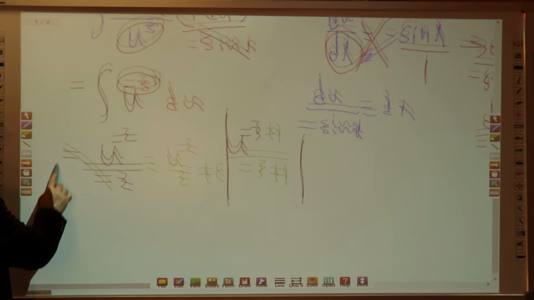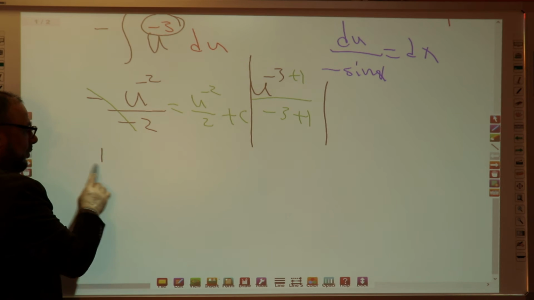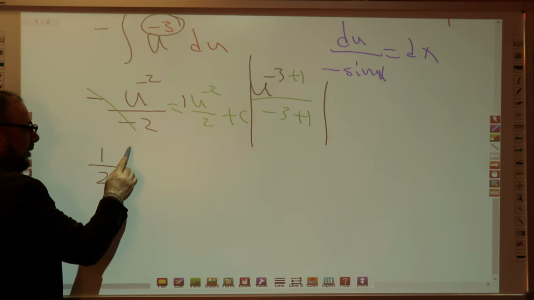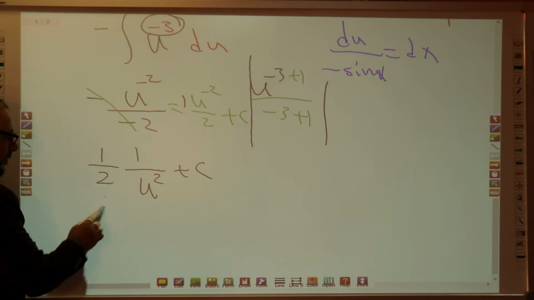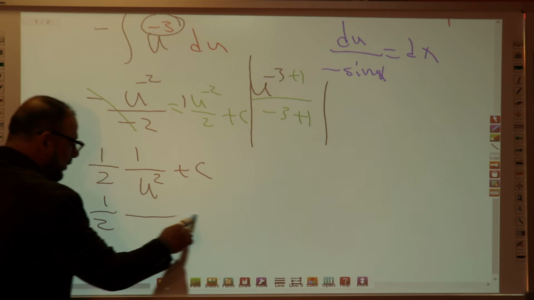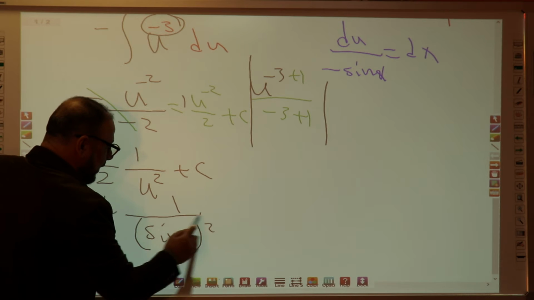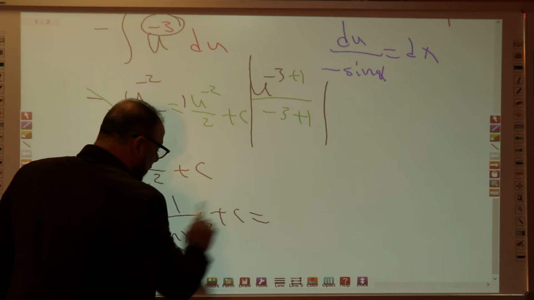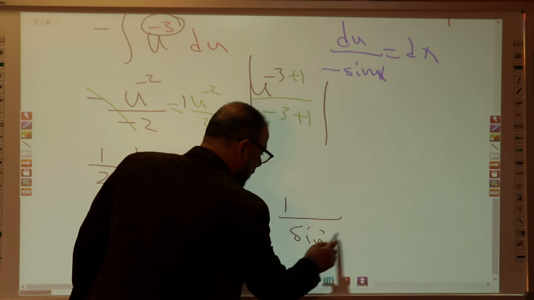No. We have to simplify. Which is going to be 1 half, u to the negative 2, from this guy: 1 over u squared, plus C. Bring u as is: 1 over 2 u squared. u is sine x, so 1 over 2 sine x squared plus C. Or you can, if you want, guys, write it as 1 over 2 sine squared x.